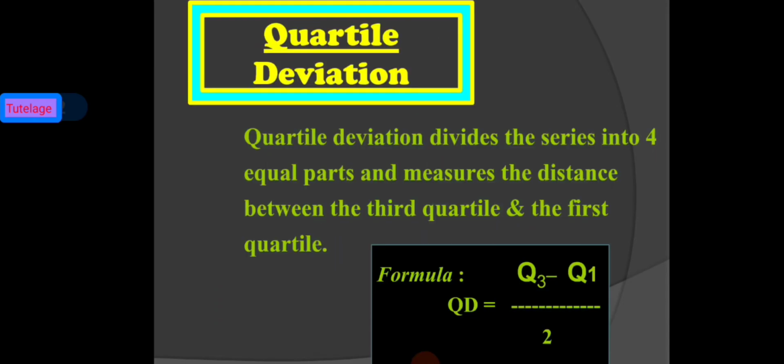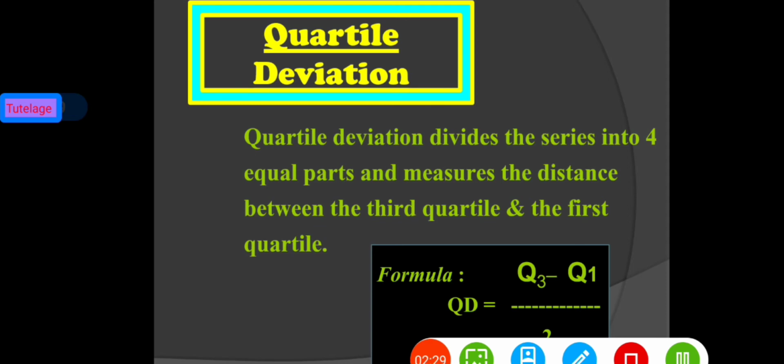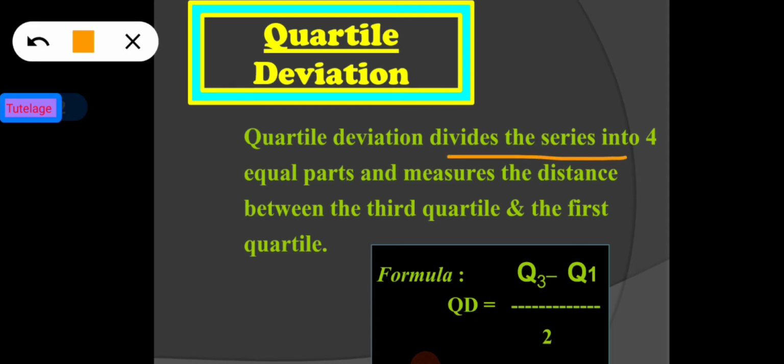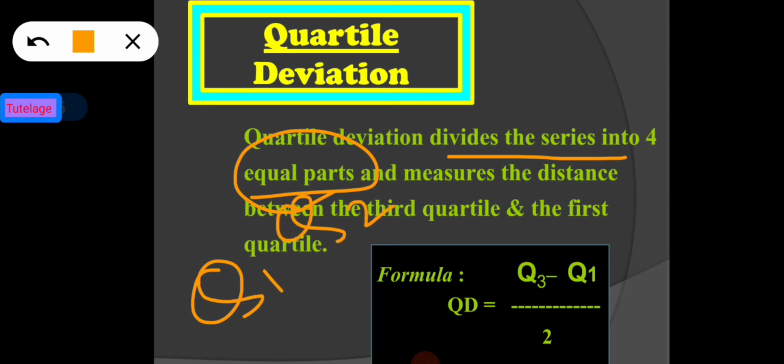So this is the slide for the definition of the quartile deviation. Quartile deviation basically divides the whole series into four equal parts. That's why we have Q1, Q2, Q3 and Q4. Q1 indicates the first quartile, Q2 the second quartile, Q3 the third quartile and Q4 the fourth quartile.